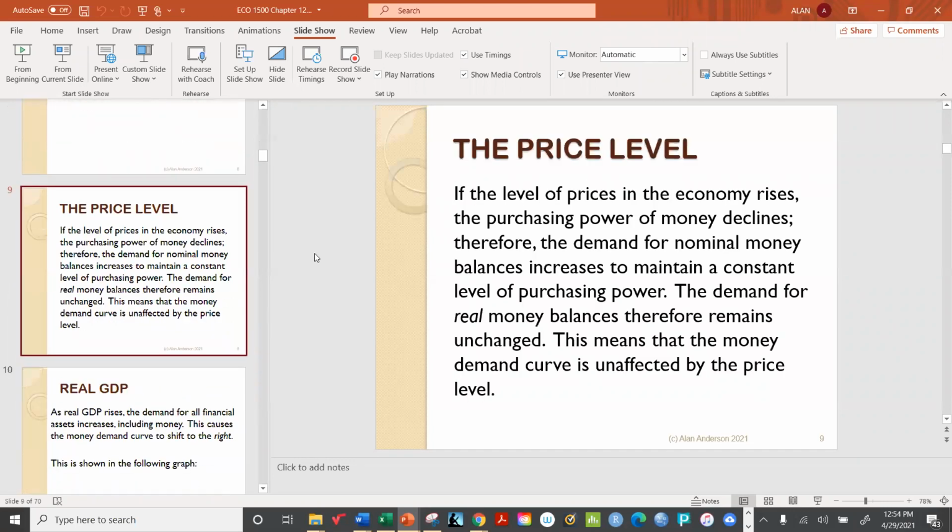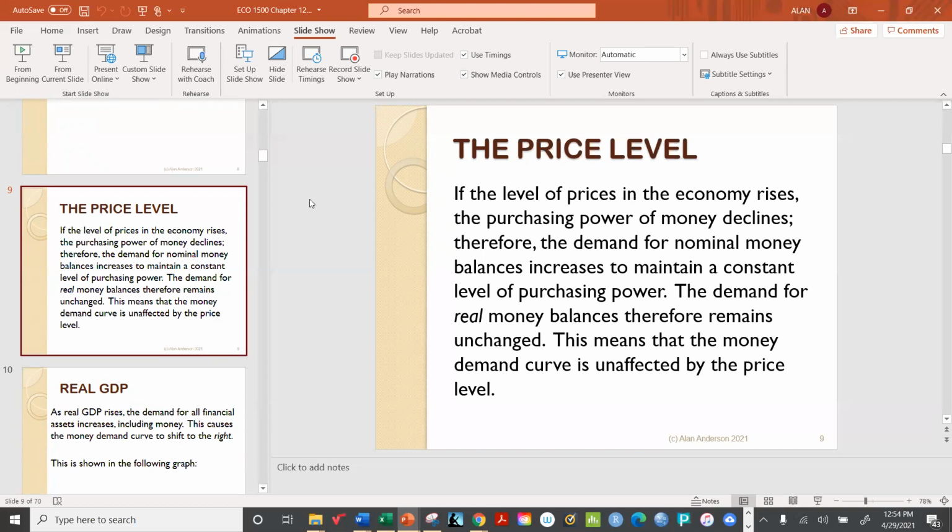Now, with that being said, what about prices? What do prices have to do with anything? If prices go up, the purchasing power of money declines. Now, if your motivation for holding money is to pay for all of your basic expenses and for emergencies, and the purchasing power of your holdings is going down, then you will need to increase them to maintain a constant level of purchasing power.